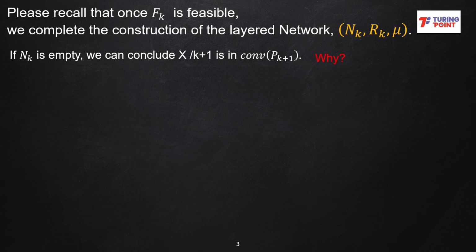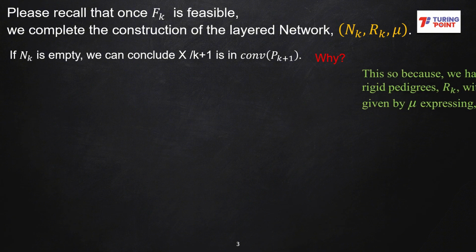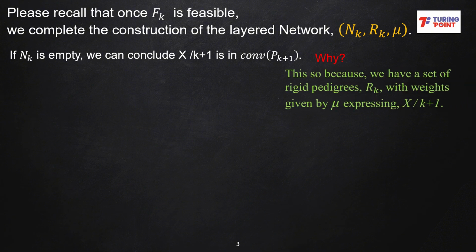Why? This is because we have a set of rigid pedigrees, Rk, with weights given by mu. Notice that the total weight of mu equals 1, since the node capacities of nodes in stage k-2 add up to 1. Thus, X given k plus 1 is a convex combination of the rigid pedigrees with the given weights.